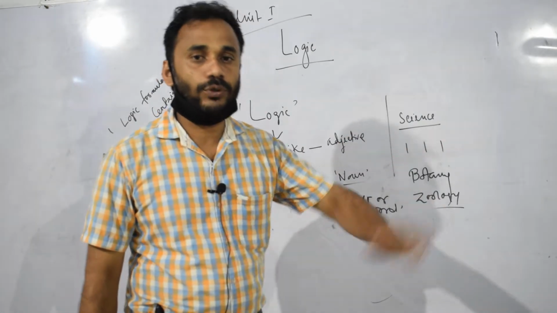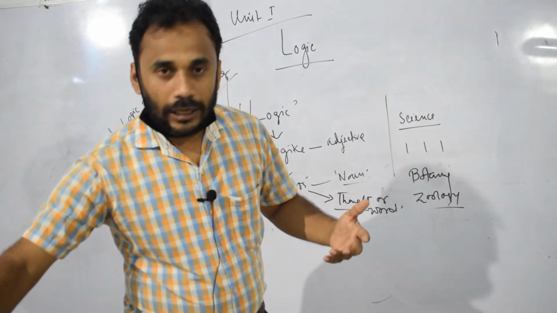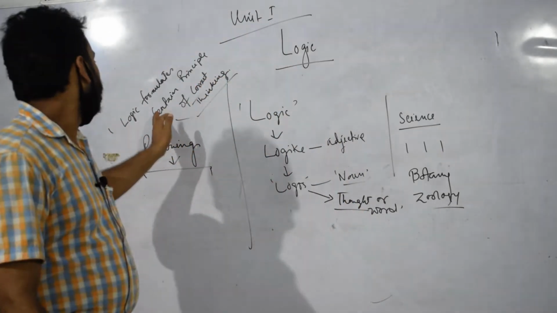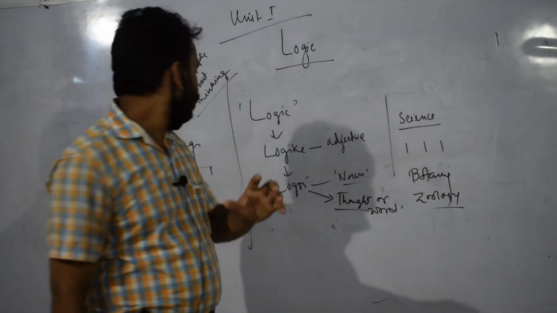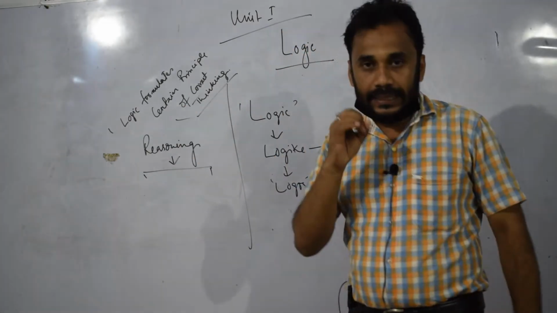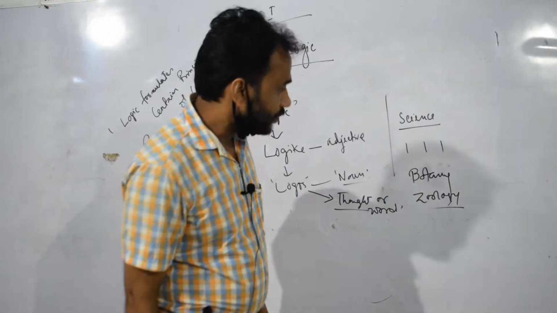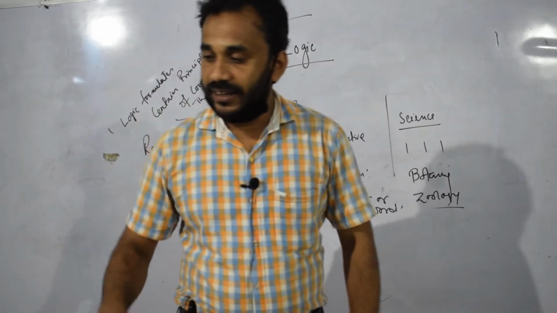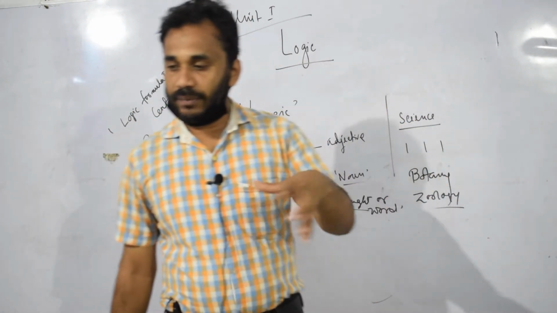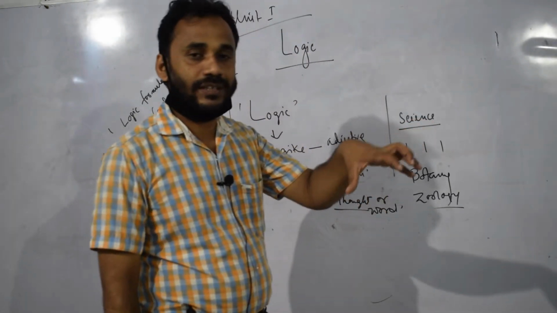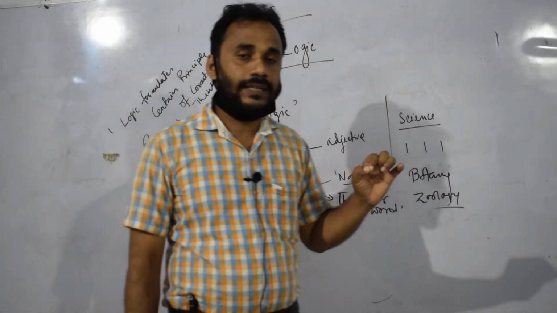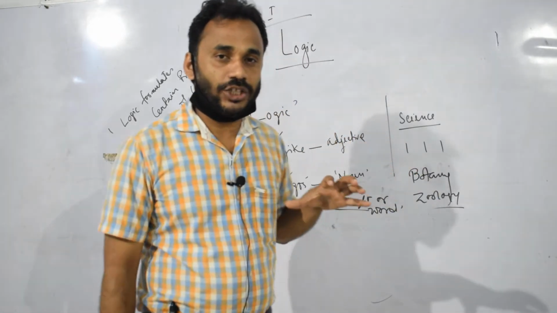Now logic is the science of thought. What kind of thought? One thing to keep in mind is that logic formulates certain principles of correct thinking. Here, thought is highly ambiguous. It may mean perception, memory, imagination, or any general idea or concept regarding anything. So logic is the science of thought as expressed in language. This is the etymological definition.